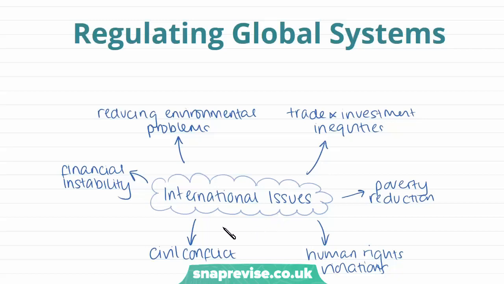So, for example, some international issues which global governance aims to regulate are things like reducing environmental problems, trade and investment inequities, reducing poverty, resolving human rights violations, resolving civil conflict, and also dealing with financial instability, such as financial crises, such as the 2008 financial crisis.